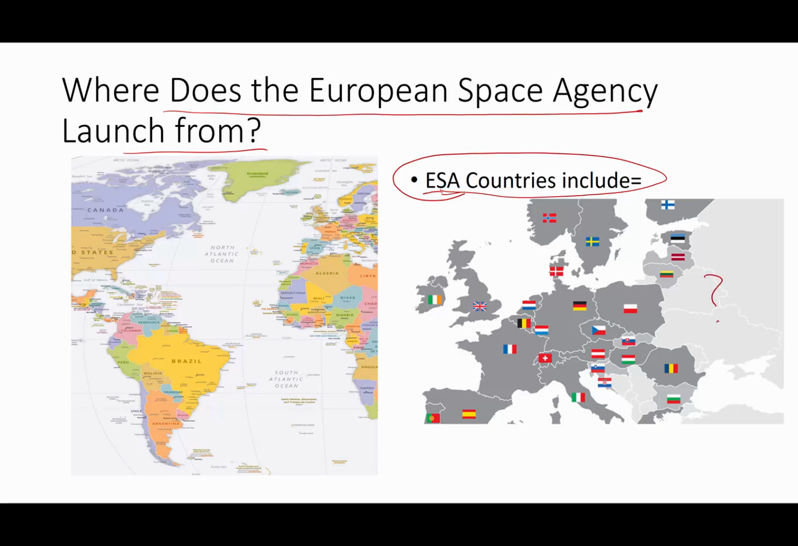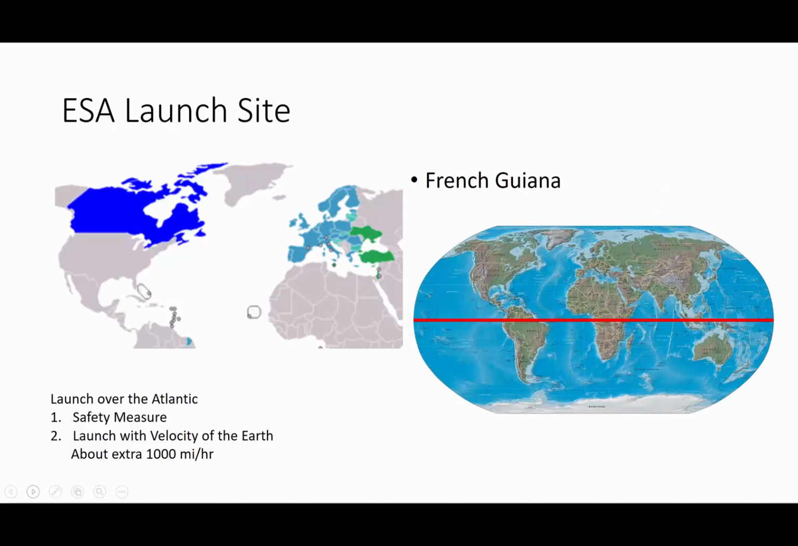Knowing that closer to the equator, you're going to have a better shot of having more tangential velocity. Now, I've had a lot of students in the past say, hey, I bet they launch from Portugal and Spain or Italy, because those are the points further south, but they don't. The actual point that they launch from is French Guiana. There is a little protectorate of France down in South America that is called French Guiana, and all of these European nations come together and actually launch there.